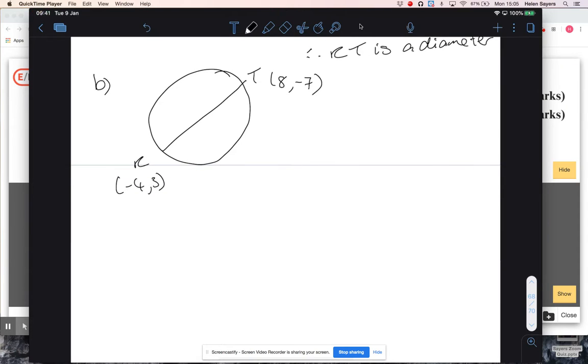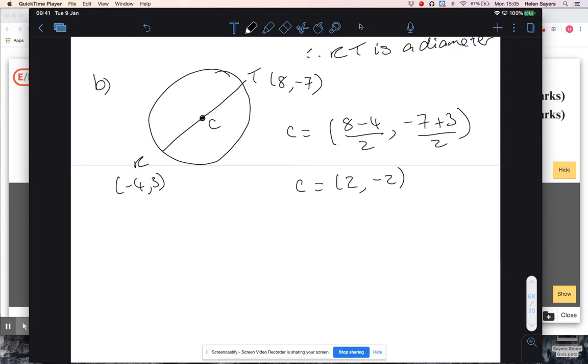Okay, so I want the equation of that circle. So first thing I want is the centre. The centre is going to be the midpoint of R and T. So 8 plus minus 4 over 2 for the x coordinate, and minus 7 plus 3 over 2 for the y coordinate. So 4 over 2 and minus 4 over 2. Okay, so centre of the circle is at 2, minus 2. So that's the first part of the equation.